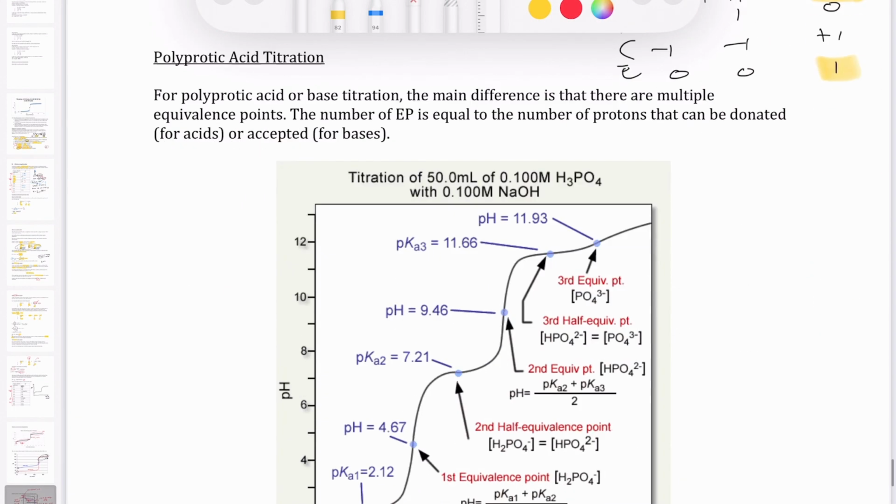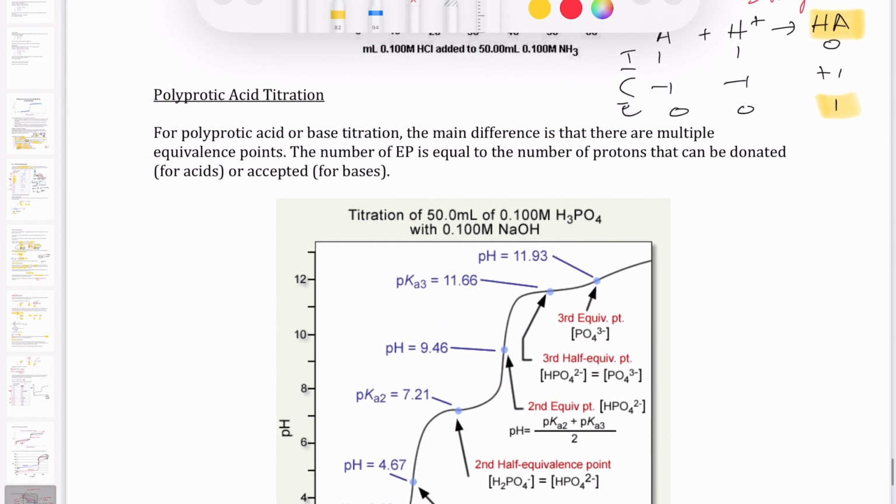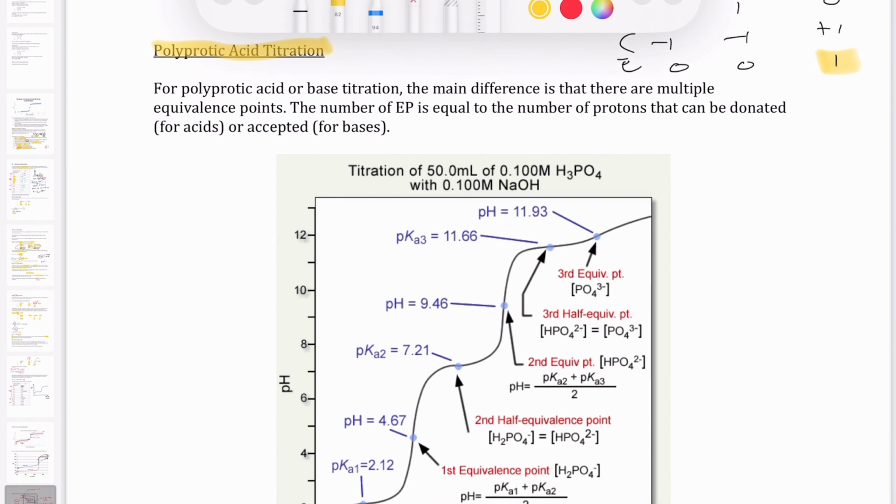Okay, the last part that I want to bring up is the concept of polyprotic titration. This is not as critical as understanding those monoprotic acid and base titrations that we just did, but you do need to know something about this because you're going to be dealing with some polyprotic acids.